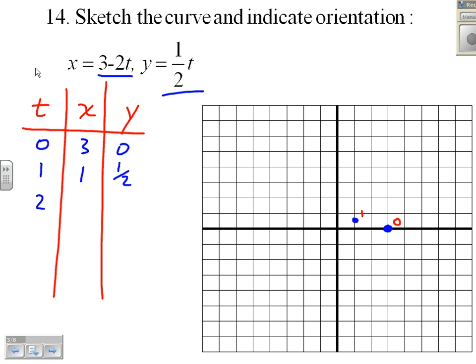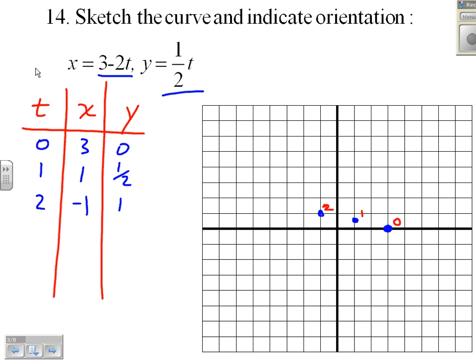So I'm just going to continue increasing time. When time is 2, 2 days, 2 minutes, 2 years. When time is 2, I get 3 minus 2 times 2, or -1. When time is 2, y is 1/2 times 2, or 1. And at -1, I'm up 1. So when time is 2, I'm at the ordered pair -1, 1. And I see those are in a line.